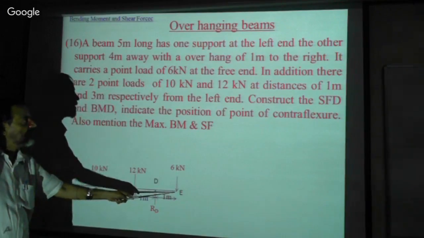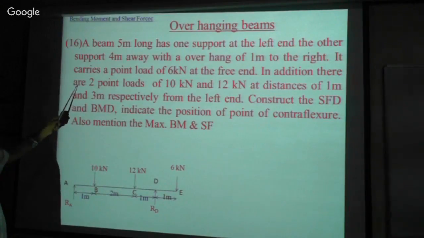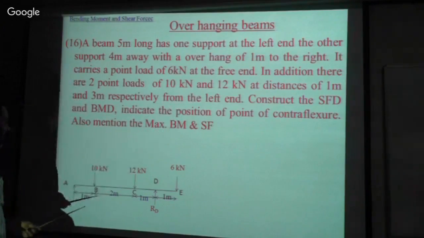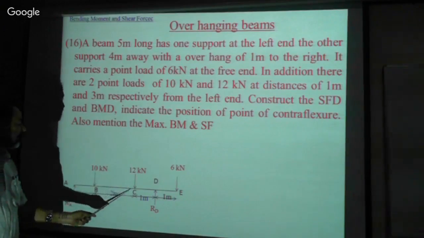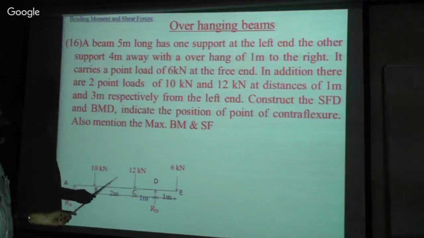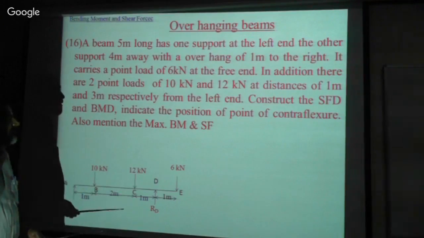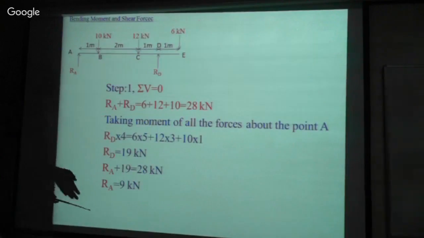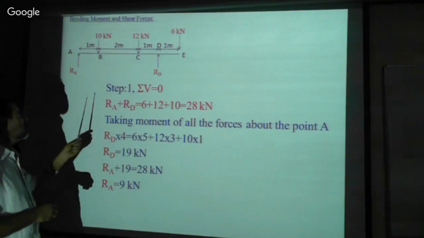This is the free end, 6 kilonewton. In addition, there are 2 point loads of 10 kilonewton and 12 kilonewton at a distance of 1 meter and 3 meter from the left hand support. Now, from here to here it is 1 meter, and from here to here it is 3 meter. Now, very carefully you have to read this. Then, after doing this, let us calculate the reaction.